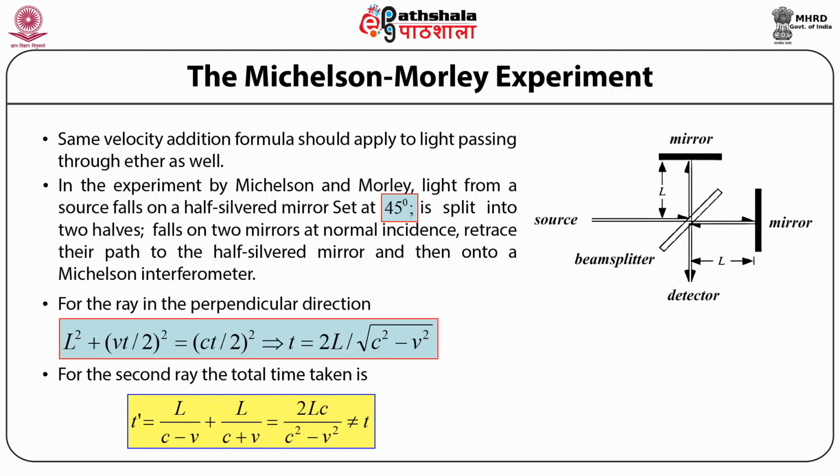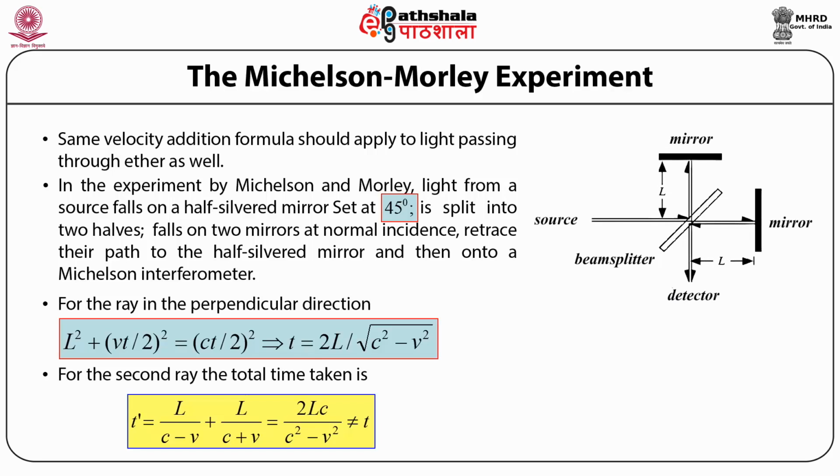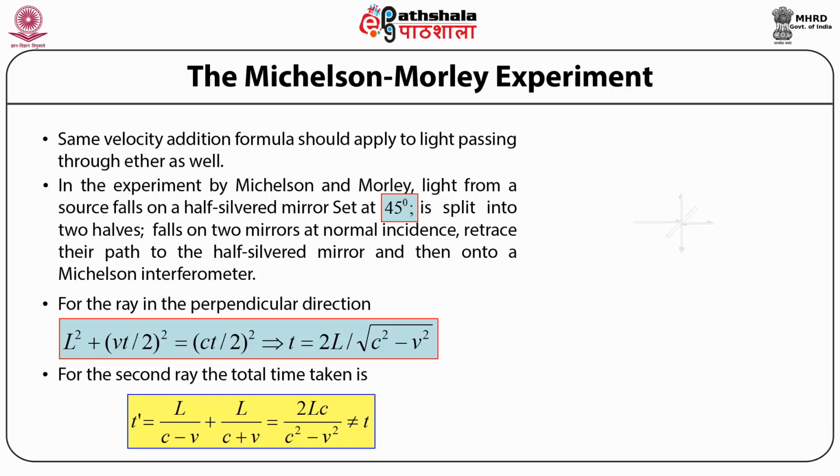So the total time t prime taken for this electromagnetic wave to go from the beam splitter to the mirror and back to the beam splitter would be twice L times c upon c square minus v square. And if we compare this formula with the formula that we had obtained above for the ray which went in the perpendicular direction, we see that these two formulae are not equal.